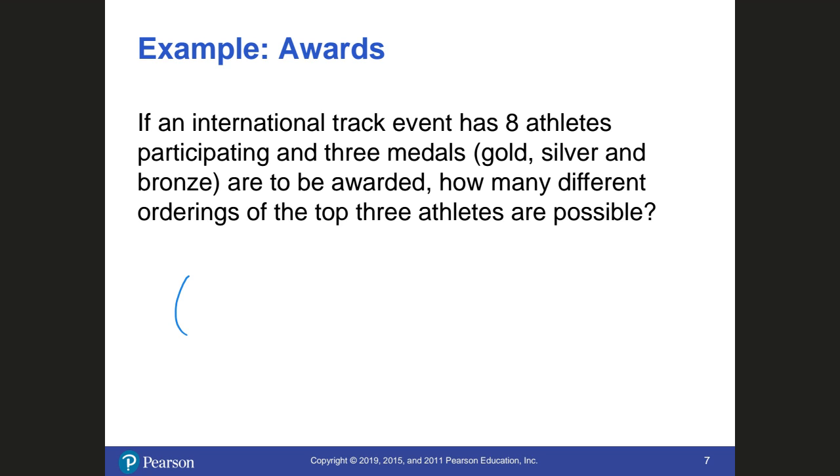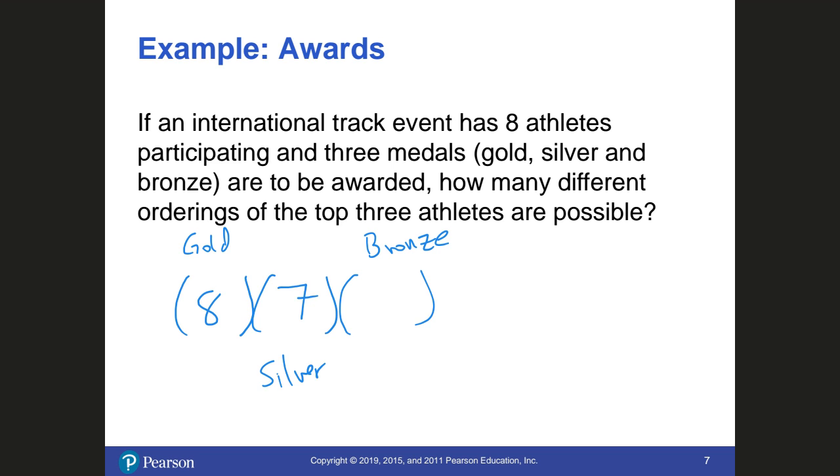Well, I want to count how many choices I have for the gold, how many choices I have for the silver, and how many choices I have for the bronze. I have 8 choices for the gold. 8 different people can win it. Once one of those people has gold, that leaves 7 more people for the silver, which leaves 6 more people for the bronze. So 8 times 7 times 6 is 336. So there are 336 different orderings. And that is it for this section.